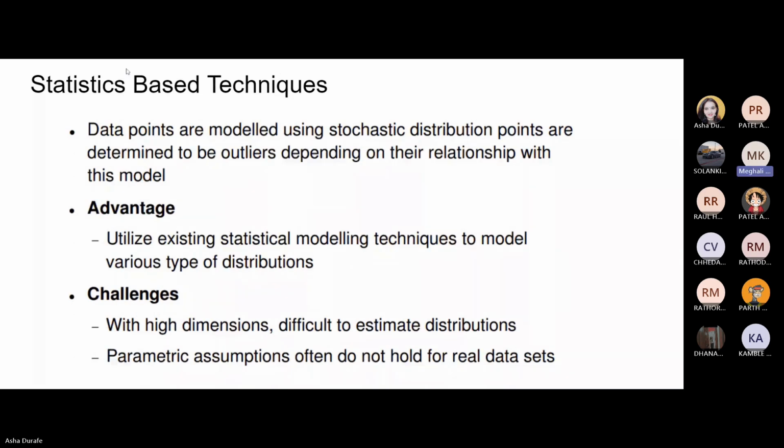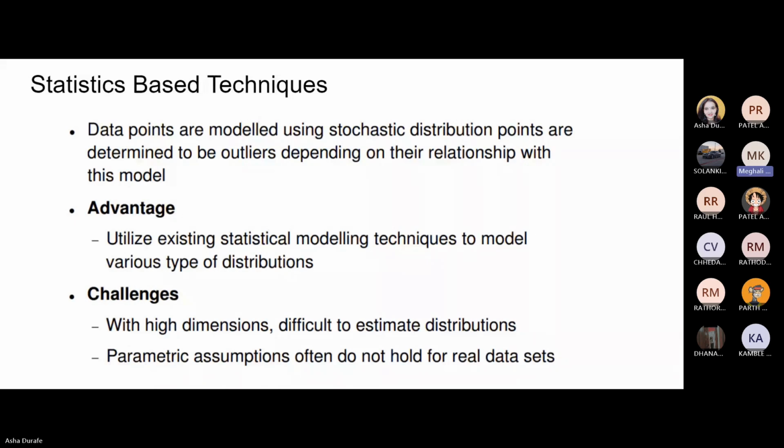Now, these techniques you have not learned till now. We have learned only neighborhood. Then you have learned the clustering techniques. You have learned different types of semi-supervised learning techniques. Apart from that, you have statistical based techniques also, something based on the data statistics.